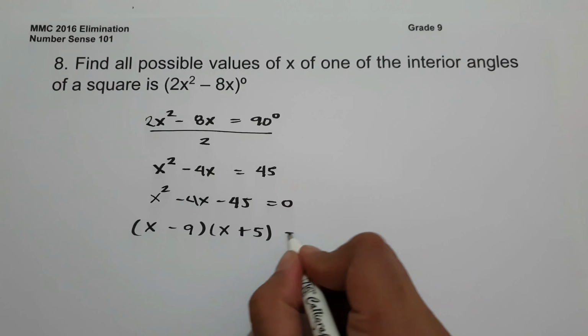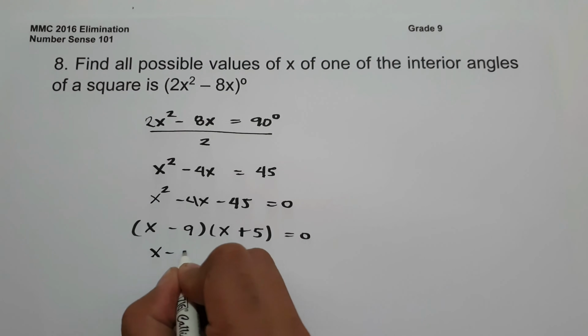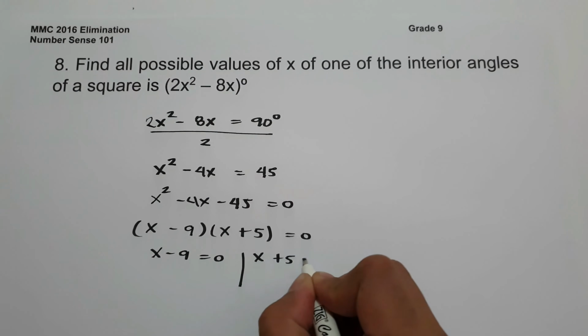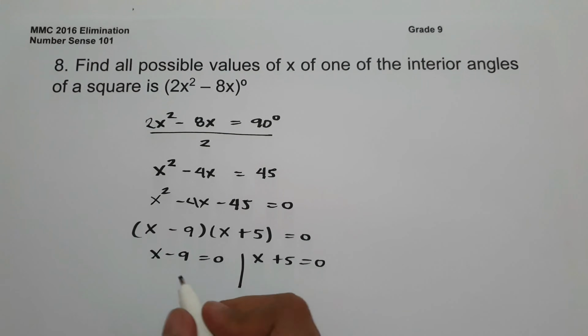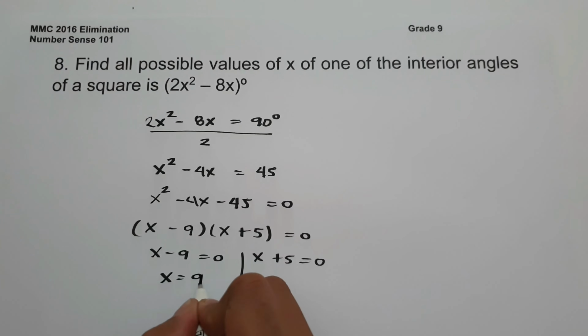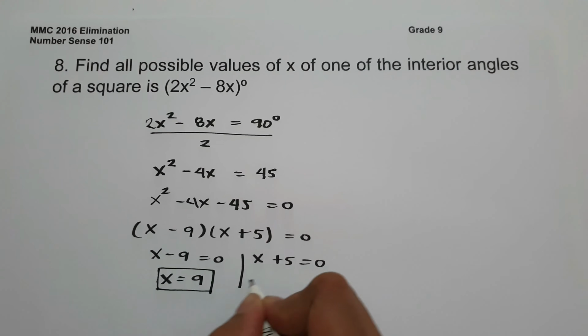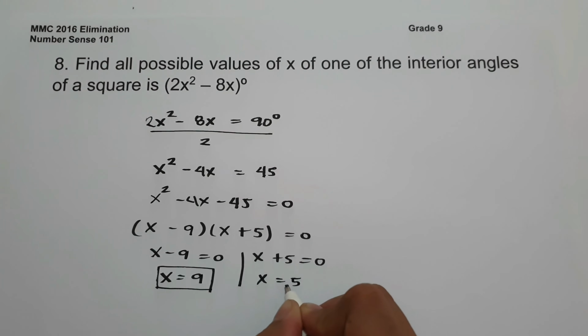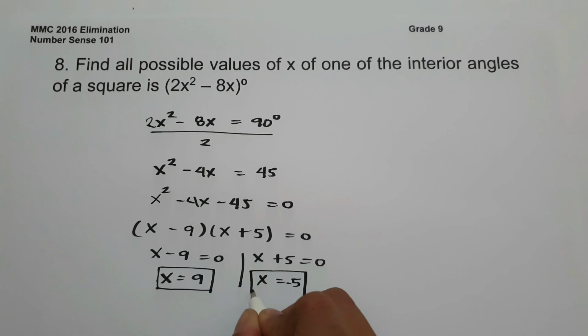So let us equate these to 0. So let's have x minus 9 equals 0, and x plus 5 equals 0. So let us move negative 9 to the side of 0, so x will be 9. And x plus 5, moving 5 to the other side, is negative 5. And this will be our answer: x is 9 and x is negative 5.